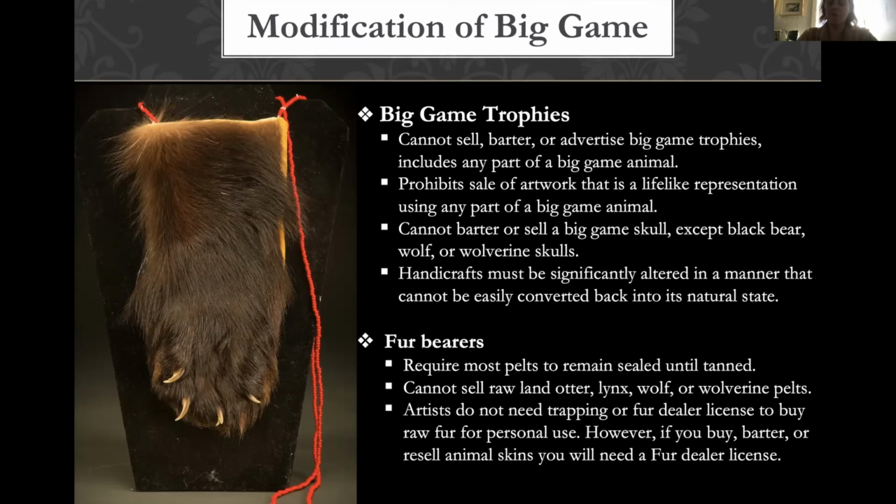You cannot sell any raw land otter, lynx, wolf, or wolverine pelts, but artists don't need trapping or fur bearer dealing licenses to buy raw fur for personal use. You can go out and actually barter and sell and buy those materials. However, if you buy, barter, or resell animal skins, then you're going to need a fur dealer license and such. So if the point is to go buy a fur and then resell it, you're going to have to go through and actually get a fur dealer license. If you're going out and buying fur for personal use per se that is raw, then you can actually go out and do so. But again, it's that conversion into handicrafts where it's significantly modified again.